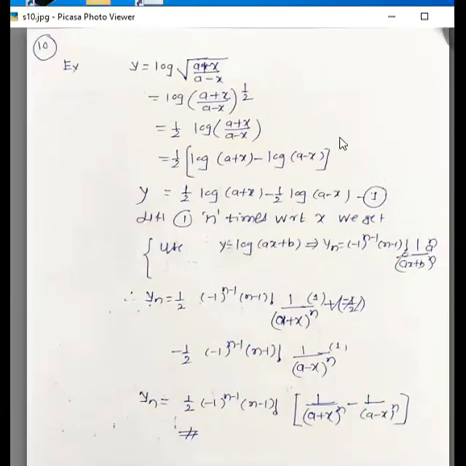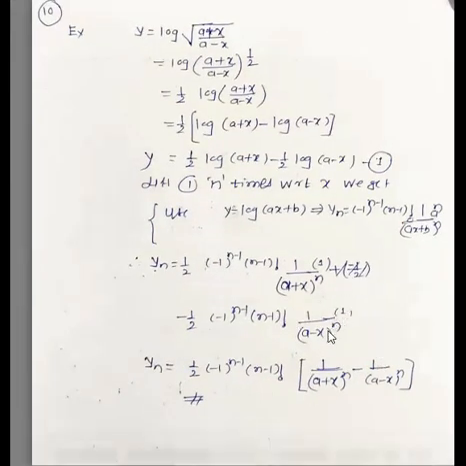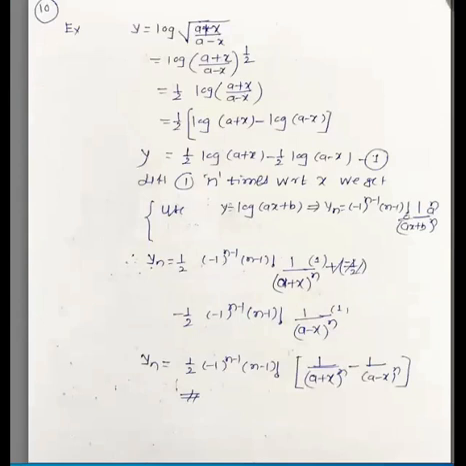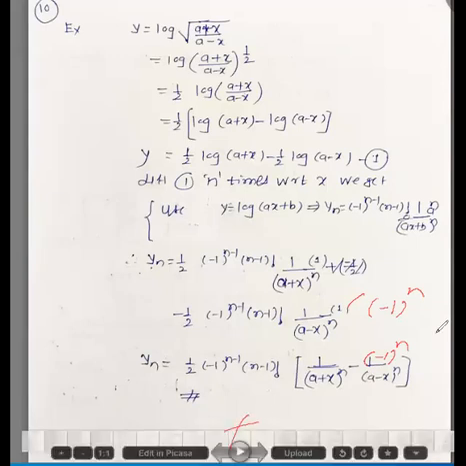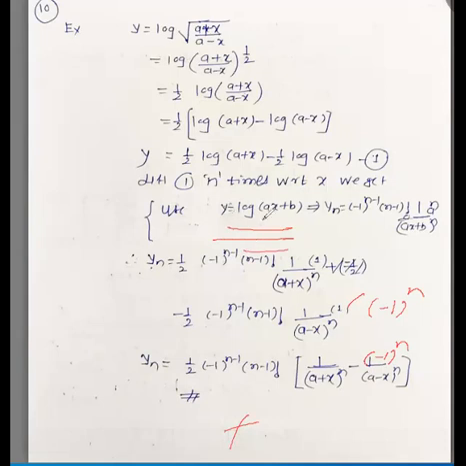So this is the example. There is a slight change in this answer. Why is there a change? Because I have taken plus 1 here. Instead of plus 1, it is minus 1. Minus 1 raised to n. So this factor will be there, minus 1 raised to n. This is the only change, and the rest of the thing is simple. We have to use this formula.